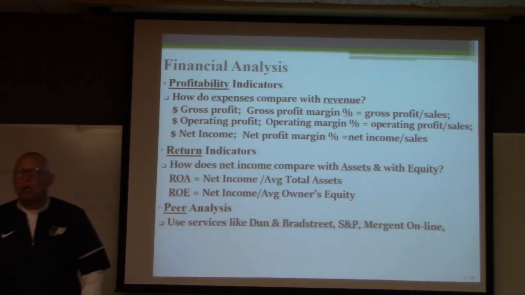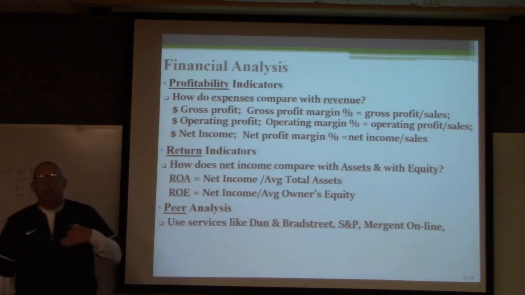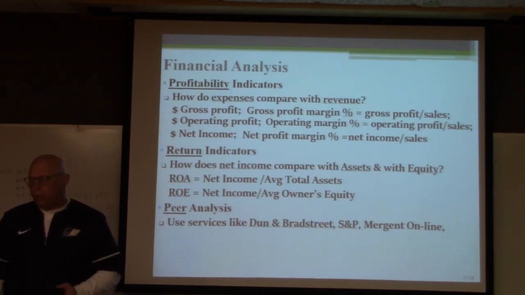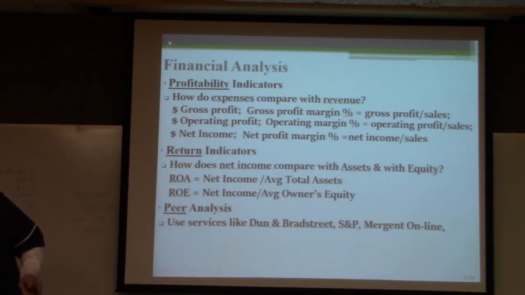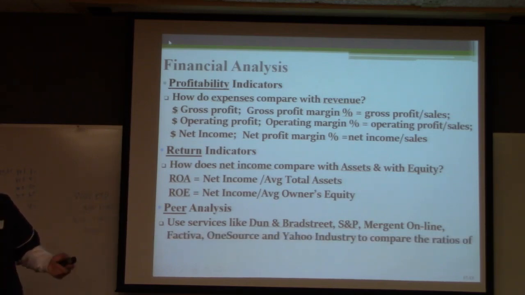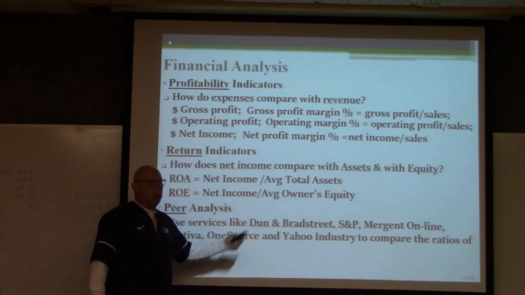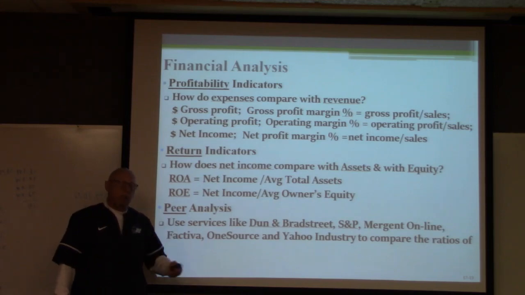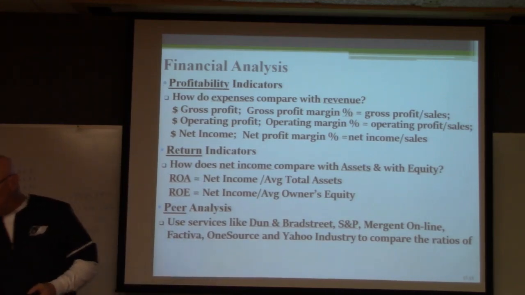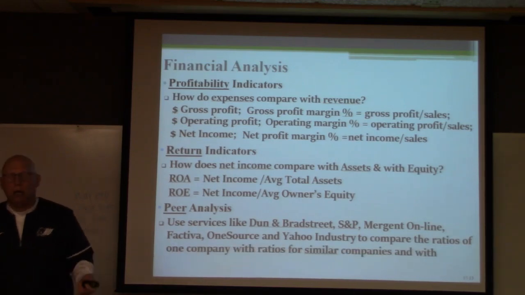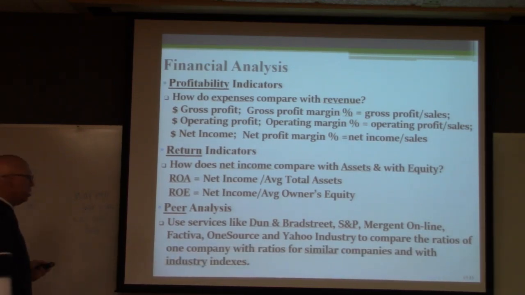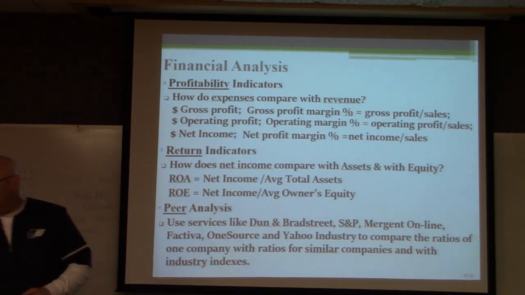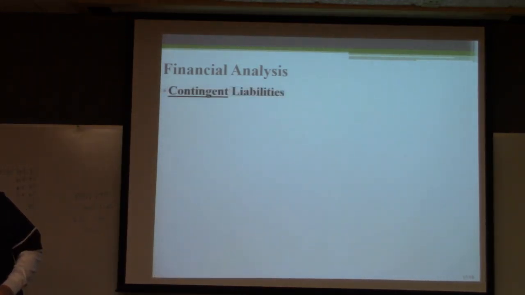All right, peer analysis. There are several services out there that enable people to compare all the ratios for one company with other companies and with industry benchmarks. So there's Dun & Bradstreet, S&P, Merchant Online, Factiva, OneSource, Yahoo Industry. These are all sources, and there are many more, that enable you to compare the ratios of an individual company with competitors and with an industry. It gives you a great sense of how your company is doing compared to the industry, and that's very important to know.